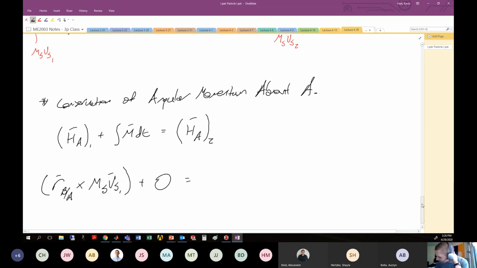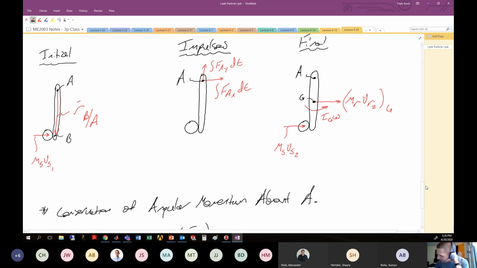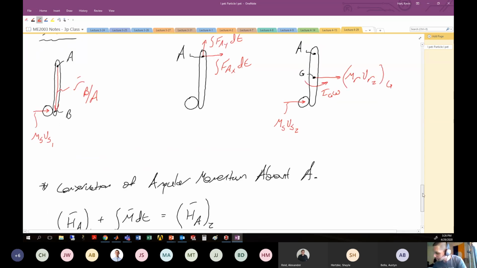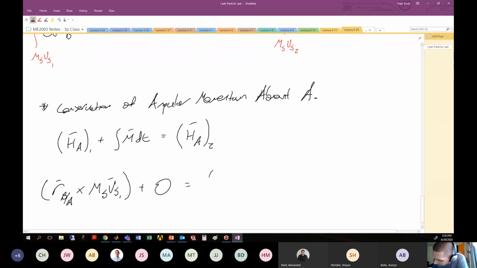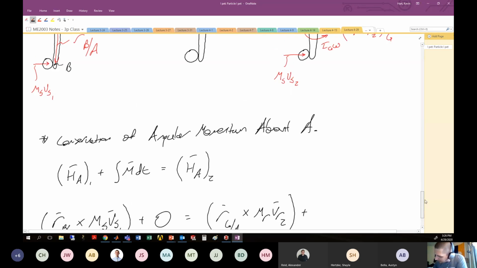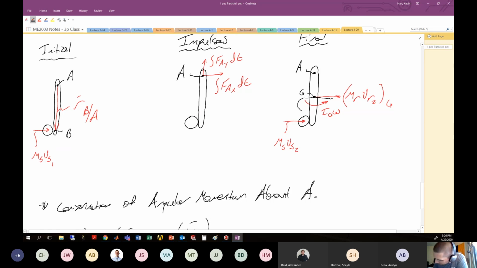Now my angular momentum in state number 2. I've got a linear component here with a position vector locating the center of gravity. This is the position vector which locates G from A, crossed with the mass of the rod times the velocity of the rod in state number 2. This is specifically at the center of gravity, but hopefully we all understand that. I'm going to add to that the component that comes from the rod now beginning to spin, this IG omega.